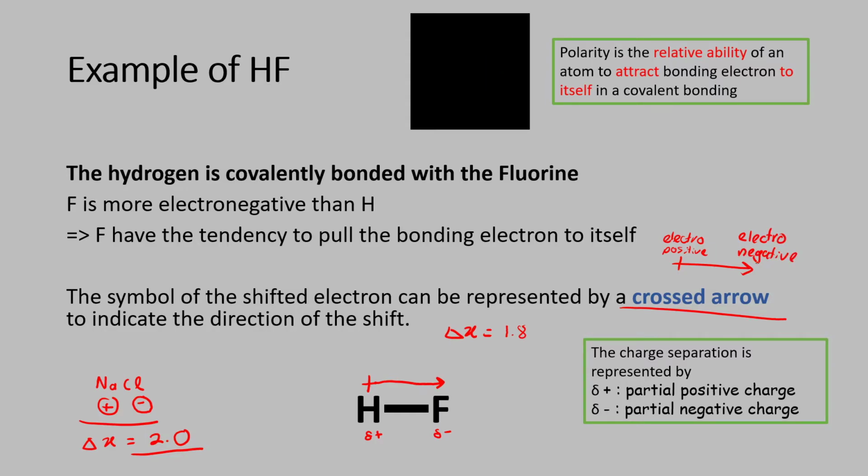It can't be any other way. Always, the tail of the arrow, the one that looks like a cross, is always at the more electropositive atom.